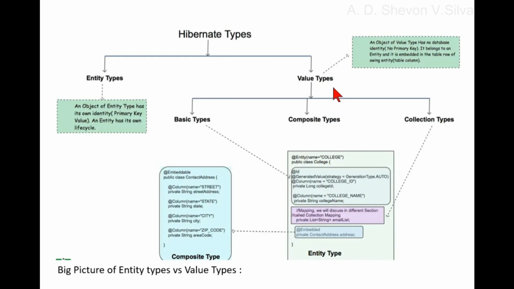Value types. If an object does not have its own database identity, no primary key value, then its type is a value type. Value type objects belong to an entity type object. It's embedded in the owning entity and represents the table column in the database. The lifespan of a value type instance is bounded by the lifespan of the owning entity instance.